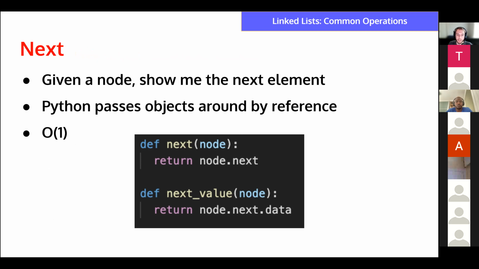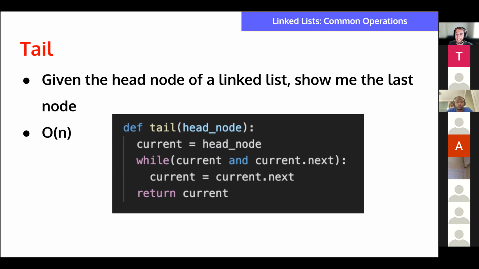Tail is how, if I have the head node of the linked list, what's the last node? For a regular standard linked list, this is O of n, because we have to traverse the entire linked list in order to find what's at the end. As you can see in the Python implementation here, the easiest way to do this is with a while loop. You just have your current node, and then you check the next one. While there is a next object, you're not at the end yet. When there's no longer a next object, that's the last one.